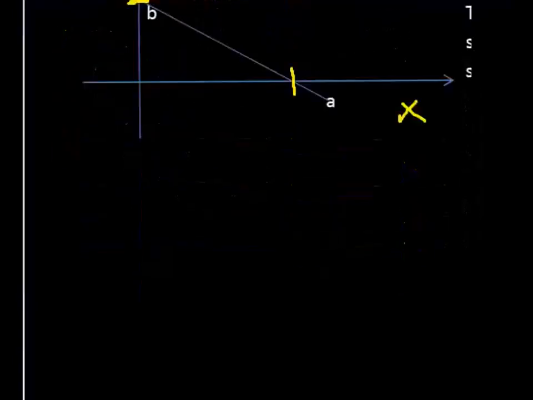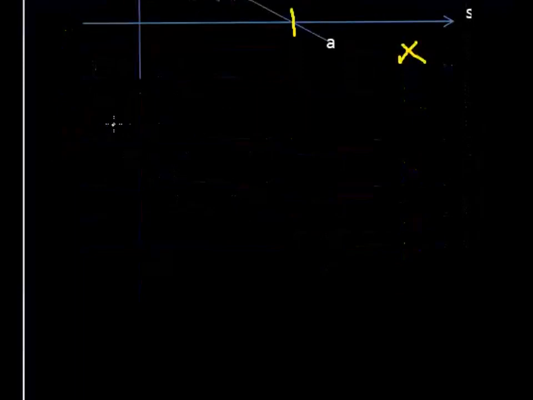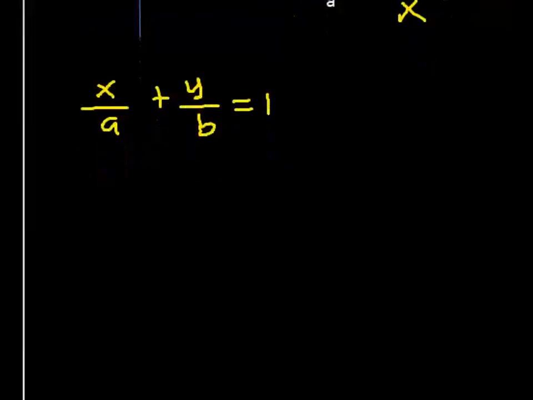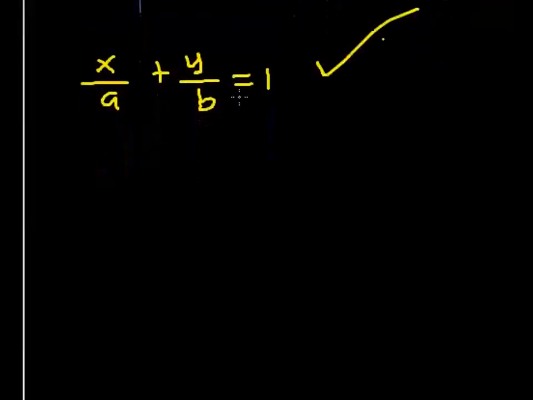So this is the formula: x divided by the x-intercept, which is a, plus y divided by the y-intercept, which is b, is always equal to 1. Please write this formula down. Let's see an example.